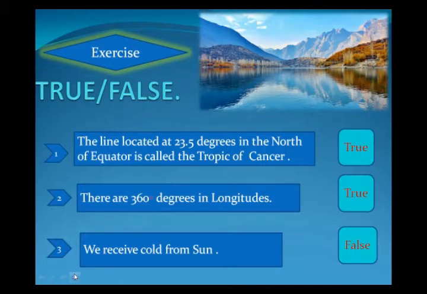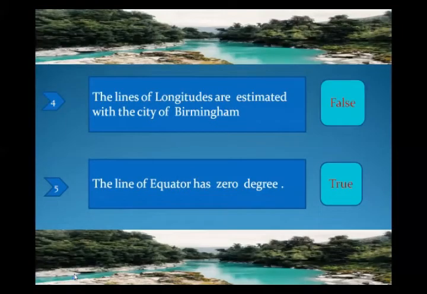The statement number 3 is, we receive cold from the sun. This statement is false because we all know well that the sun is the natural source of heat and energy. The next statement is the lines of longitude are estimated with the city of Birmingham. This statement is false because the lines of longitude are estimated with the city of England, that is Greenwich.